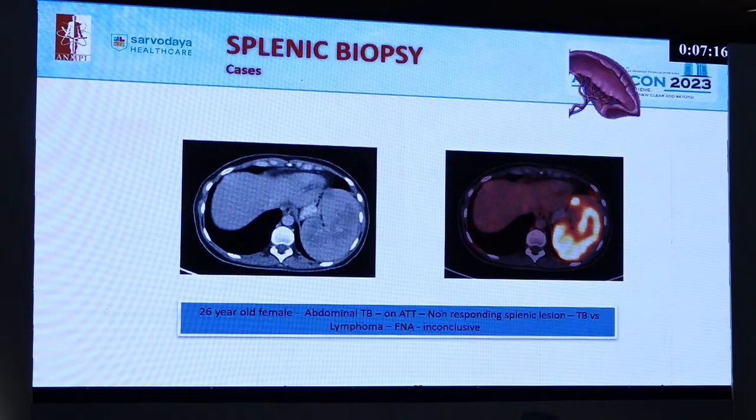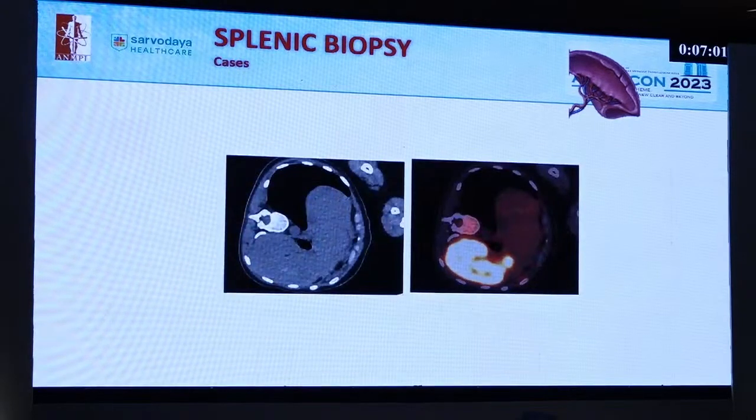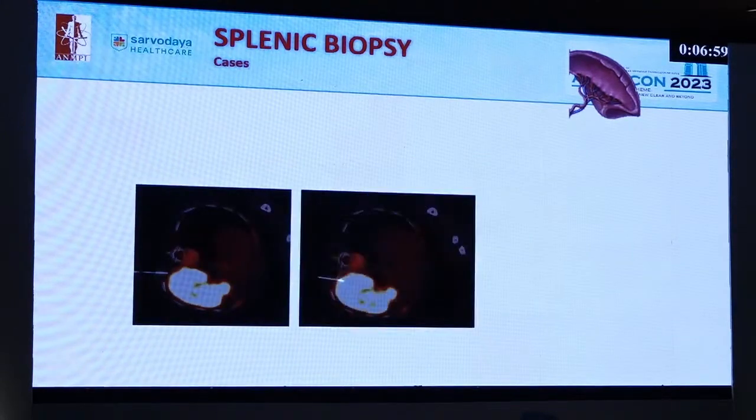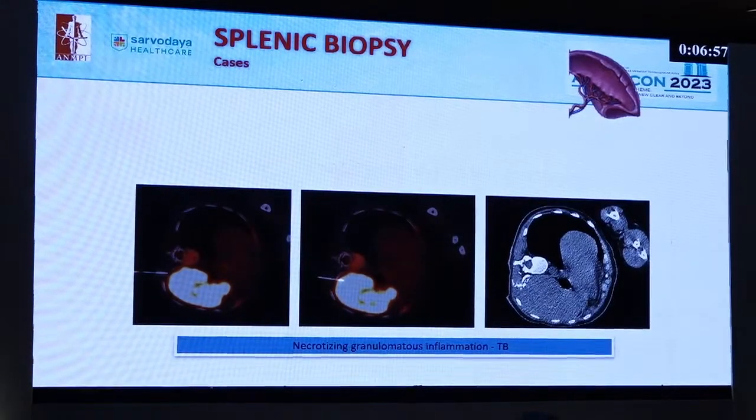This is a 26-year-old female with abdominal TB. She was on ATT and was not responding. So the diagnosis was in dilemma, TB versus lymphoma. FNA was attempted, and it was inconclusive. So we did a PET-guided biopsy from this splenic lesion, and that turned out to be TB.